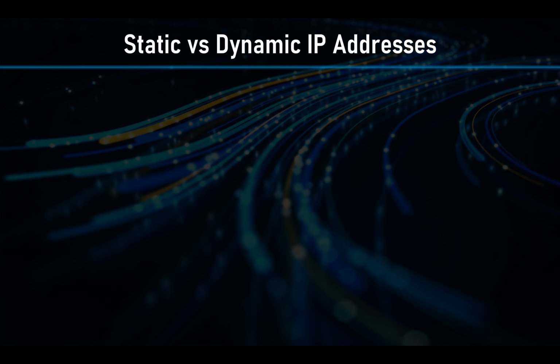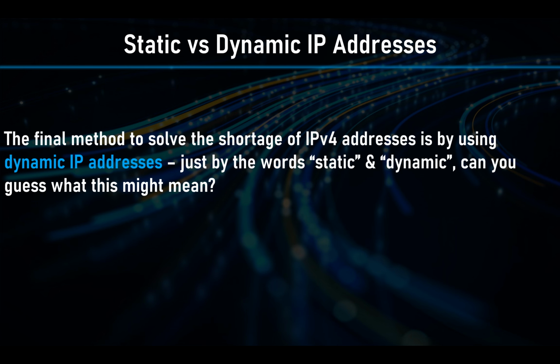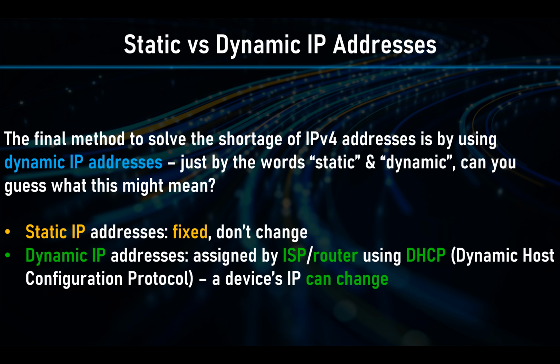Then if we talk about two different types of IP address, static and dynamic: this is the final method to solve the shortage of IP version 4 addresses, and that's implementing dynamic IP addresses. Just by the words static and dynamic, hopefully we can guess what that means. Static IP addresses are fixed, they don't change. Dynamic, in contrast, are assigned by the ISP or router.